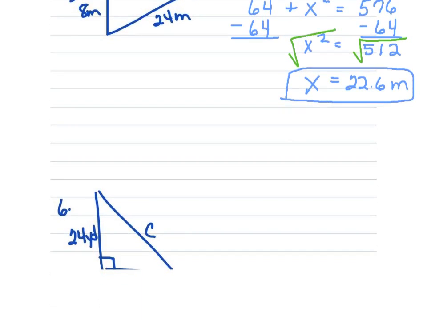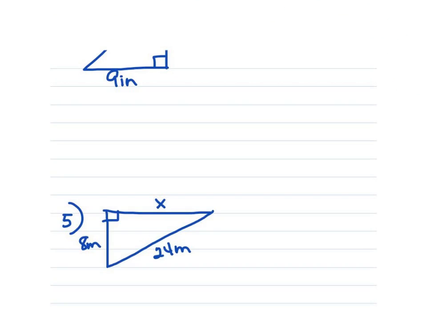Okay, let's move along. Okay, try number 6 on your own. On number 6, you're solving for the hypotenuse, C. Pause the video now, come back and check your answer when you're done. Okay, please check your answer. The hypotenuse of this triangle is 30 yards. Check your work and make sure that you're following the steps correctly.